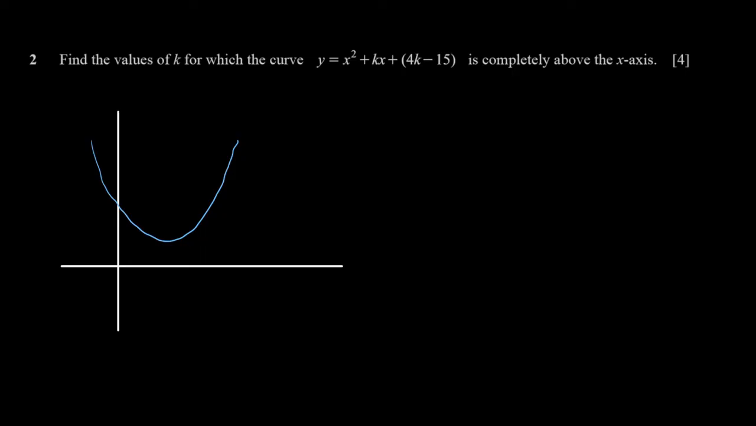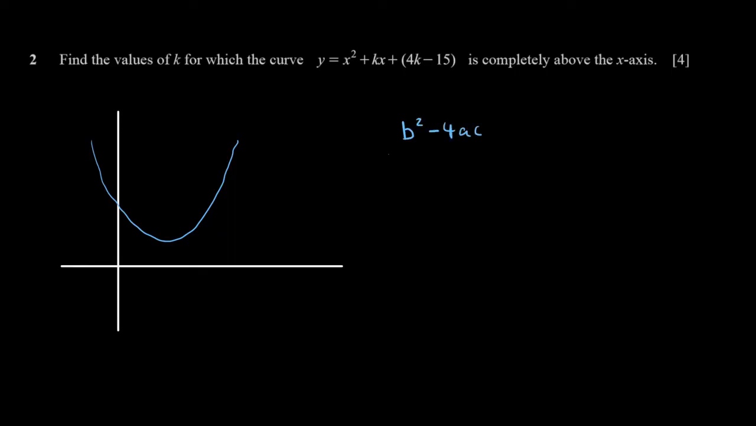Now, if that quadratic is completely above the x-axis, it means that there are no roots, right? There are no roots because there are no x-intercepts. Can you see? It never crosses the x-axis, so there are no roots, no x-intercepts. So this means that the discriminant of that quadratic must be negative, right? So we need to recap this idea of the discriminant. The discriminant is given by b squared minus 4ac.